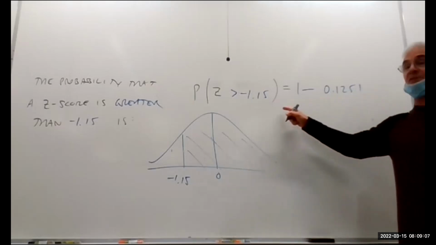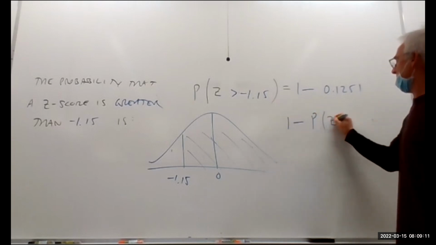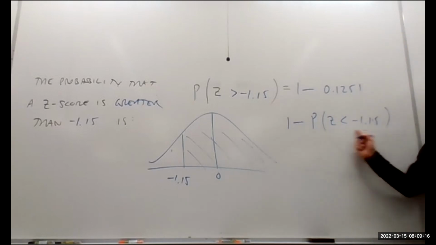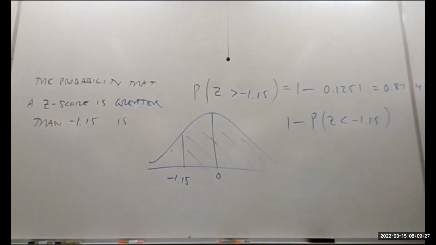Okay. Another way of saying this, by the way, is saying it's 1 minus the probability that Z is less than, because that's what you just did. You looked up this number, which was the 0.1251, and you subtracted it from 1, and that gave you 0.8749. So do you see, this is not very complicated.